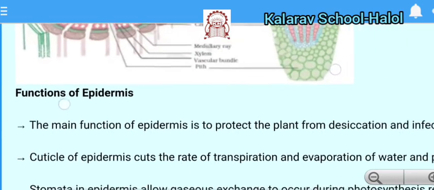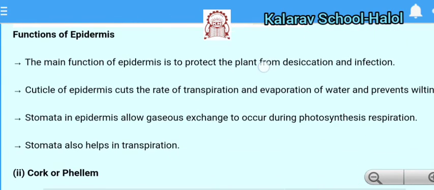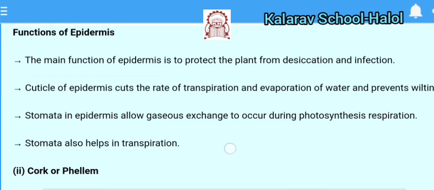Here are the functions of epidermis. The main function of epidermis is to protect the plant from desiccation and infection. The cuticle of the epidermis cuts the rate of transpiration and evaporation of water. We know stomata help in photosynthesis and transpiration, so the epidermis is helpful together with the guard cells of the stomata.